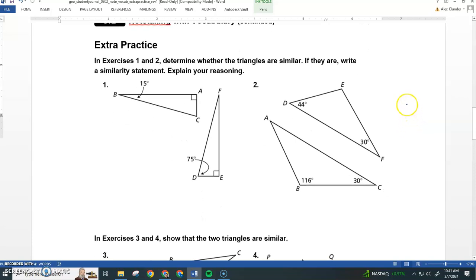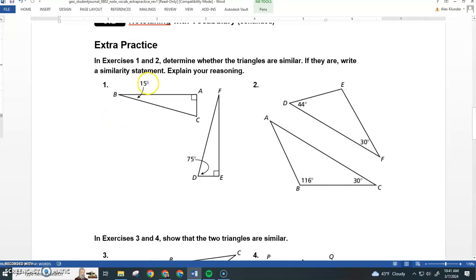Let's do a couple examples. We are going to work through something called a similarity statement. We've already done congruent statements. It's the same thing. It looks the same, except instead of using the congruent symbol, we're going to use the similarity symbol, and I'll show you what that looks like in a second. So the first thing it says is check if these triangles are similar. So step 1, check if the triangles are similar.